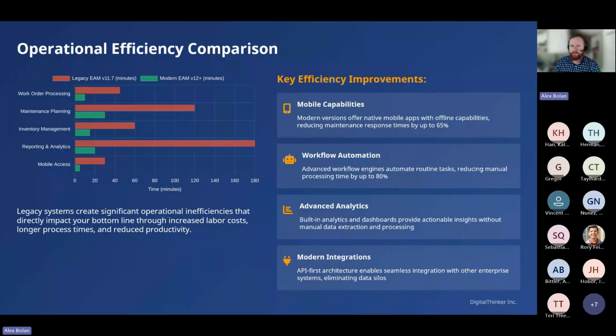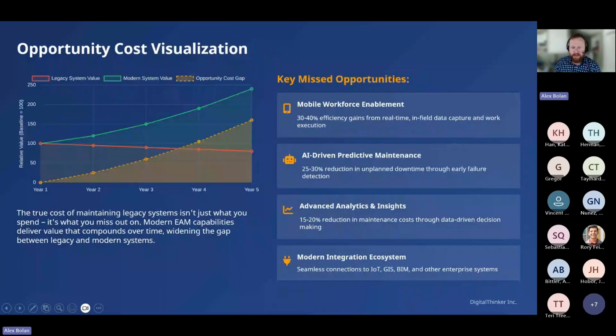So let's look a little bit more at the opportunity cost visualization component of this. The biggest cost is the opportunity cost. While you're managing legacy infrastructure, your competitors are leveraging newer technology, newer analytics that are powered by AI, advanced mobile capabilities, and cloud-native scalability. In short, they're just making decisions a lot faster than you are. They're responding to issues a lot more quickly than you are, and they're operating more efficiently.